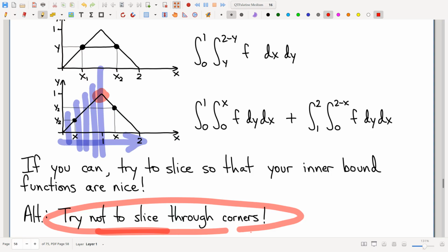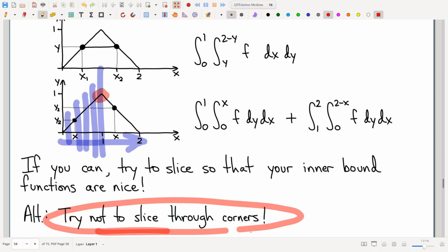Whichever variable you put on the outside, however you do your slicing, try to make sure that those slices don't slice right through a corner right in the middle of your slicing process. Now, of course, you're going to start at a corner, you're going to end at a corner. That's cool. At the start, you were starting a new interval there anyway. That's not a problem. At the end, well, you were already done, so who cares, right? But in the middle of your process, try not to slice through a corner.